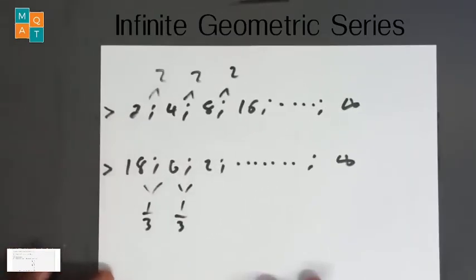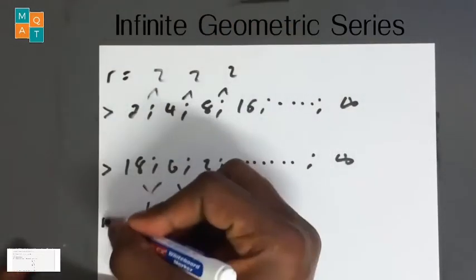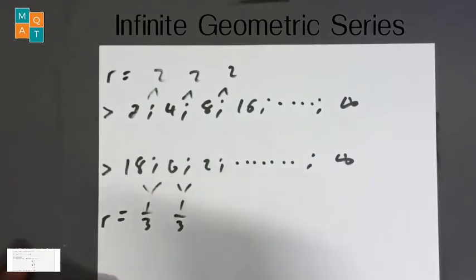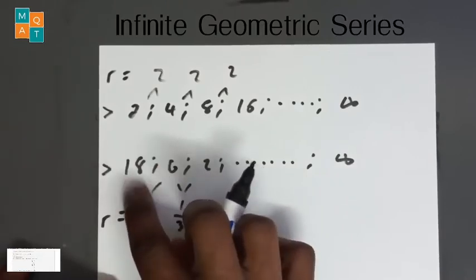Now, our r here is 2. Our r here is 1 over 3. So already you can see what's happening. Let's look at the sequence itself. The first value of the sequence is 18, the second value is 6, the third value is 2.